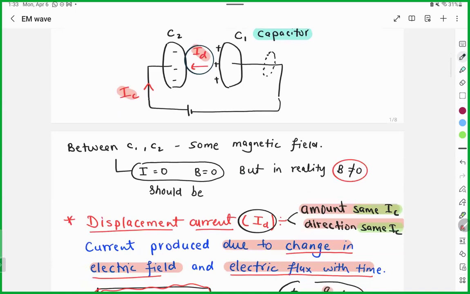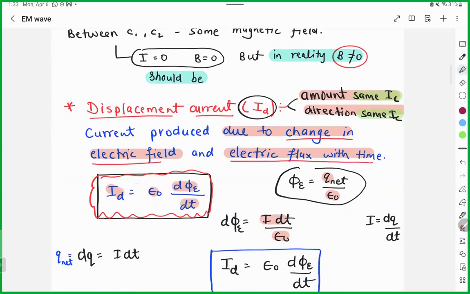Correct? Because according to this, current should be zero, so magnetic field should be zero. But in reality, there is some magnetic field between the two plates of a capacitor. So there will be a magnetic field between the capacitor plates, though logically there shouldn't be, because there is air. So we come up with the concept of I_D.